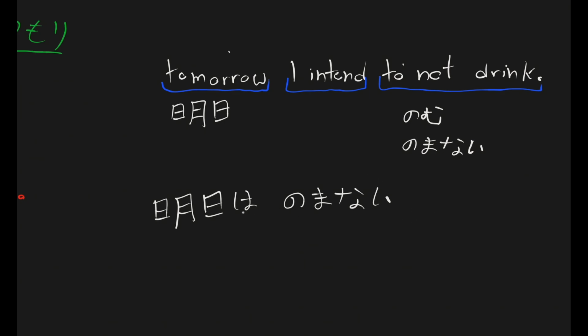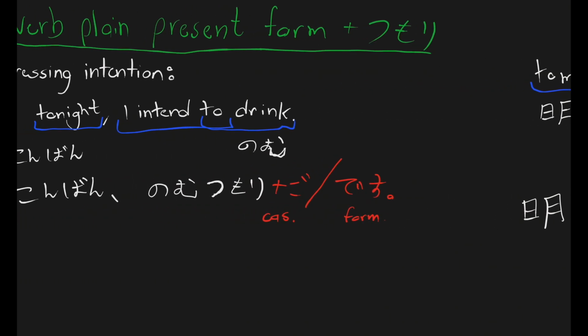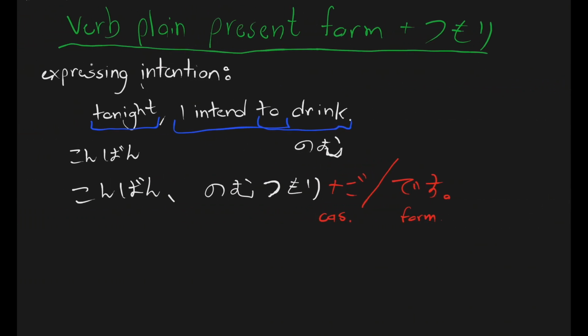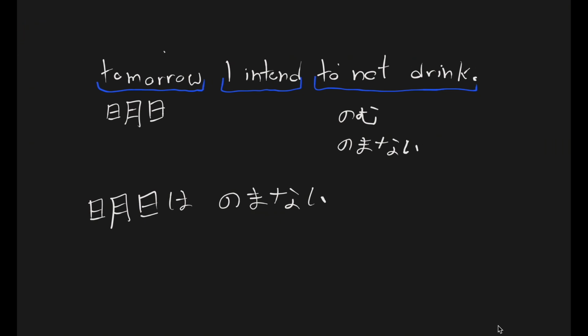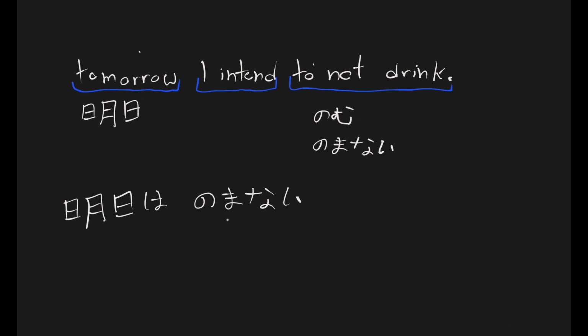So ashita wa nomanai. So we have tomorrow, nomanai, not drink. How do we add tsumori? Well, nomanai is the negative of nomu, the dictionary form. So nomanai is a plain present form. Plain present form does not mean that it's positive or affirmative. It just has to be in its plain present form, which nomanai is.